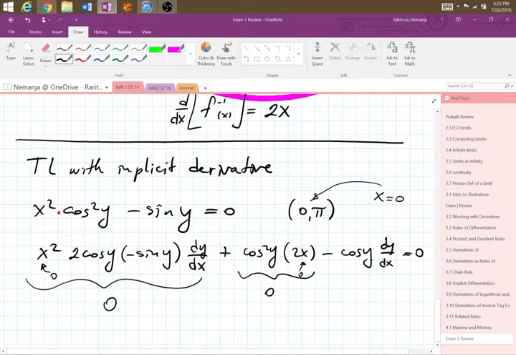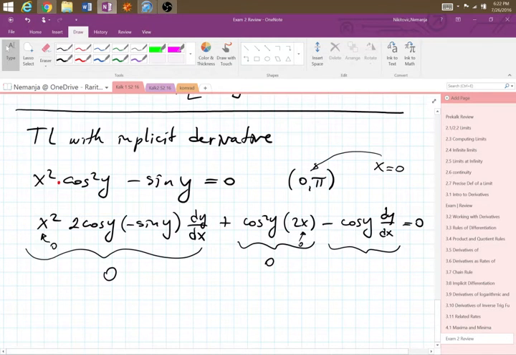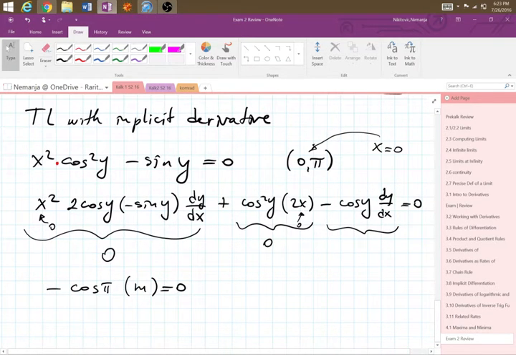And for this one, this is the only one that survives. So what do I have? I have a cosine of y, but y is pi. So I have negative cosine pi times m is equal to 0. How much is cosine of pi? Very good. So that means that we have 1 times m, so m is 0.